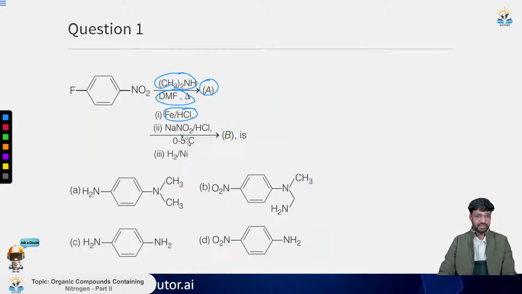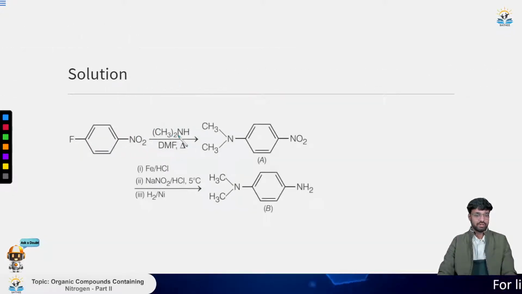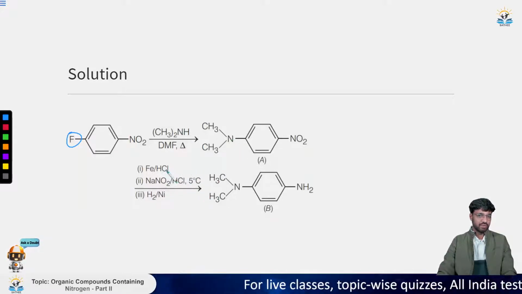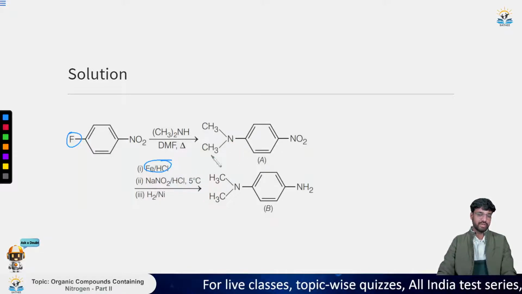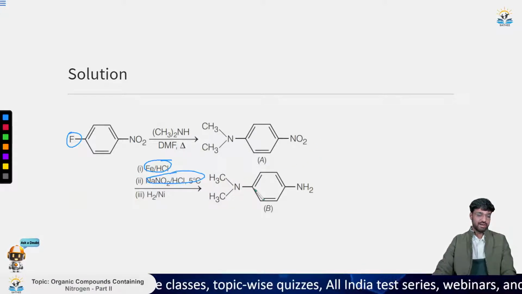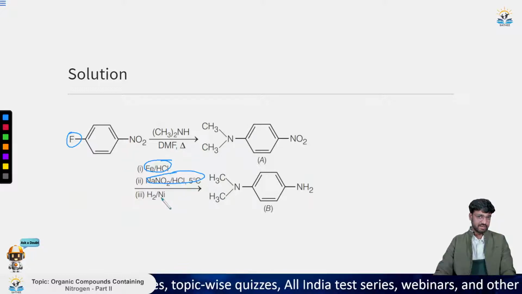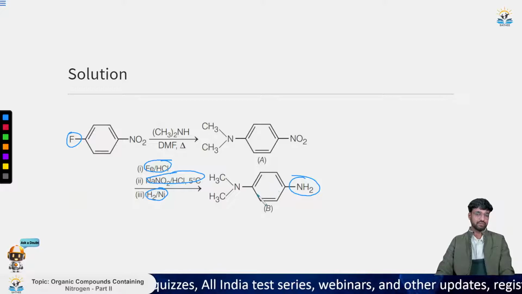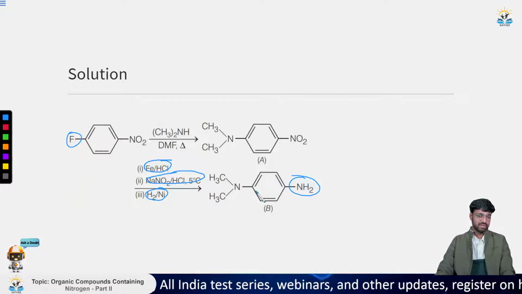So how can you proceed with this reaction? This is the solution. We simply do the aromatic substitution at this fluorine group, substituting the fluorine with this amine. In the second step we do the NO2 reduction using Fe/HCl to get NH2. Then we do the diazotization reaction to get N2+ Cl-, and at last we do the reduction to get our H here. So this is the overall reaction that we have.